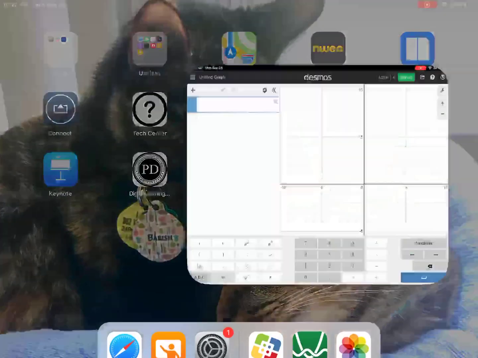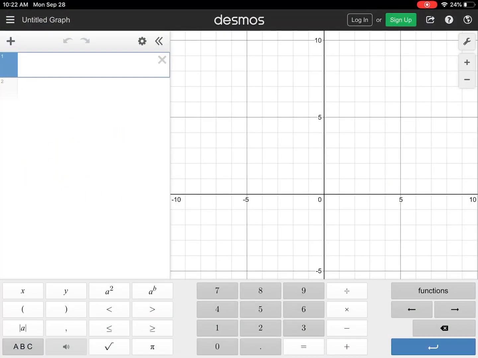How to use the Desmos scientific calculator. So it has a basic calculator function, like say I wanted to find 15 times 6. It's going to tell me right there it's 90.